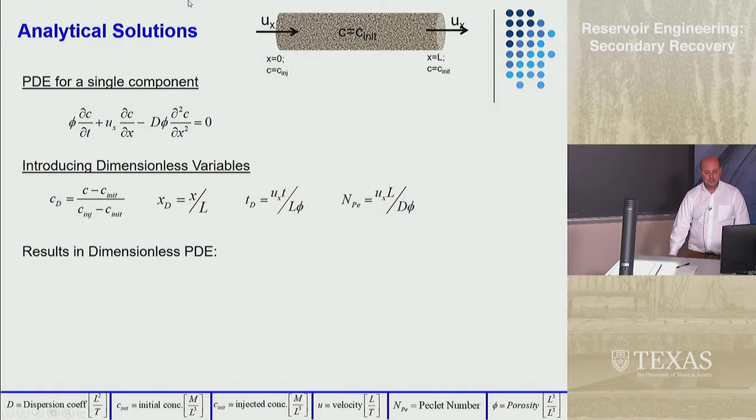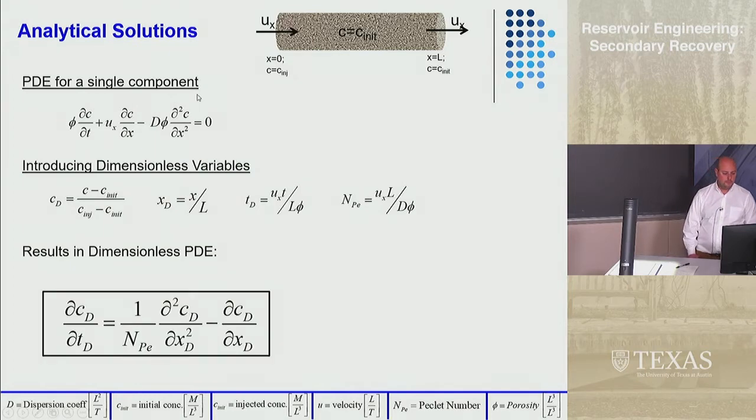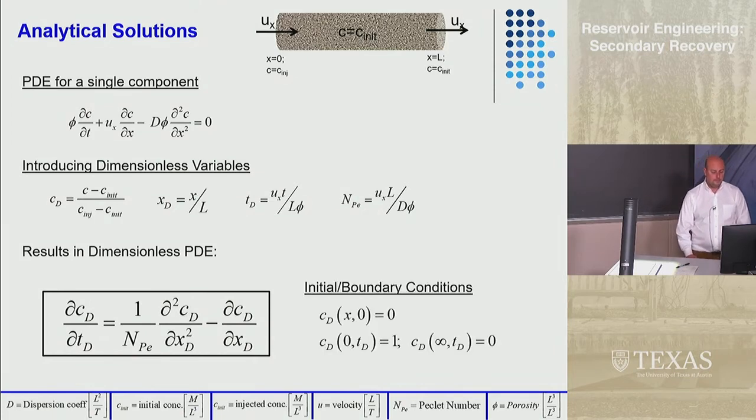And if the velocity is low, though, then your Peclet number is low, in which case this last term is pretty important. In dimensionless form, you can write the equation like that. And we like having dimensionless equations because then we get a universal curve that we could use regardless of what the dimensional variables are.